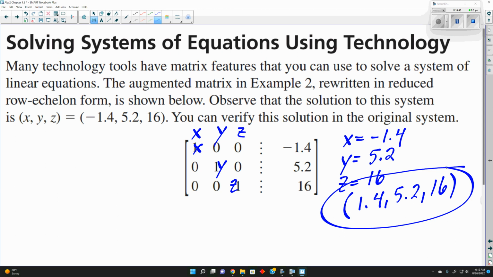And that's part of the reason why we put it in that form, x, y, z, so that when I get the solution, I can go straight down x, y, z, and I have my ordered triplet. Questions on this here? Now, I would make sure the graphing calculator is turned on at this point.